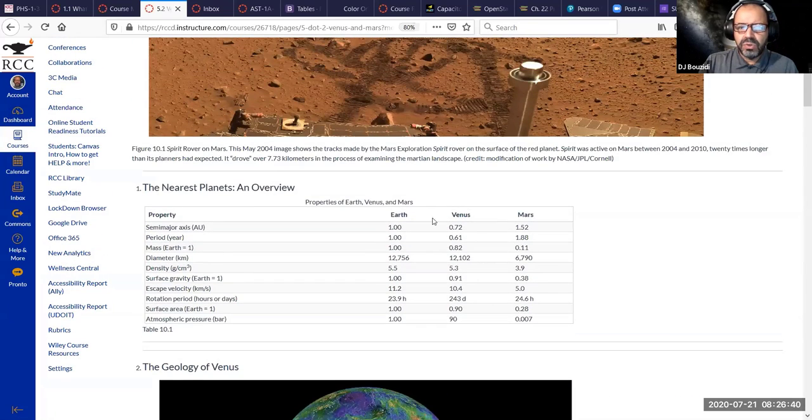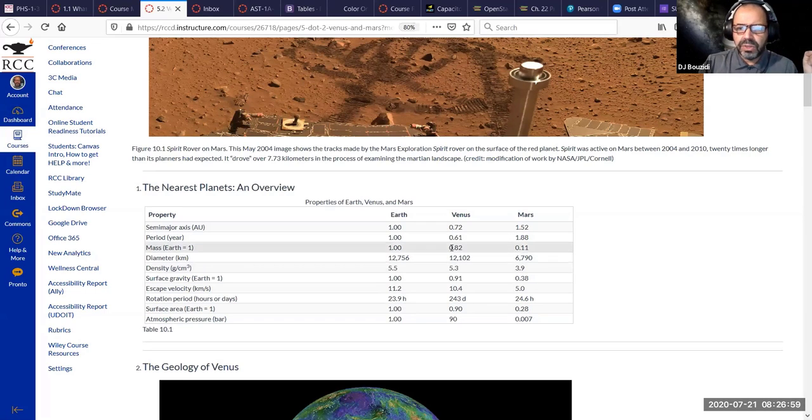about the geology of the two planets in terms of their physical properties. They're listed in this table. Overall, the density, as we said, of the Earth is the highest in the solar system. Venus is not far off. Actually, Venus is the twin sister to the Earth in almost every single respect.